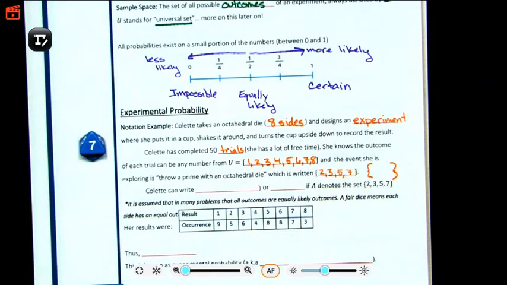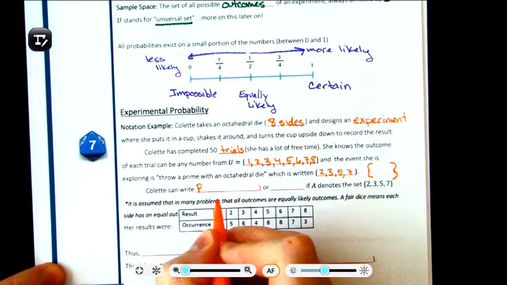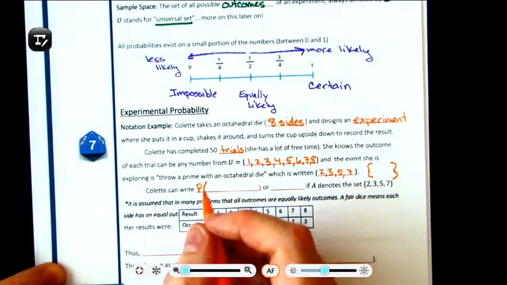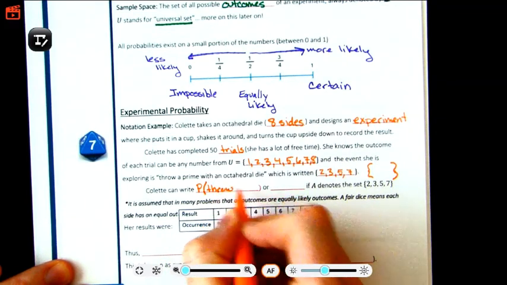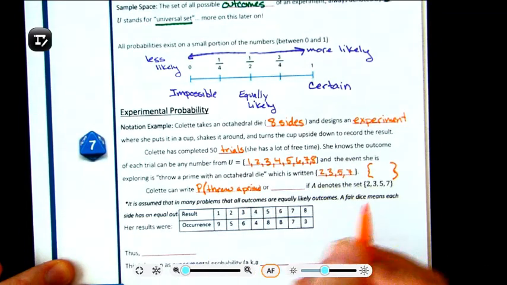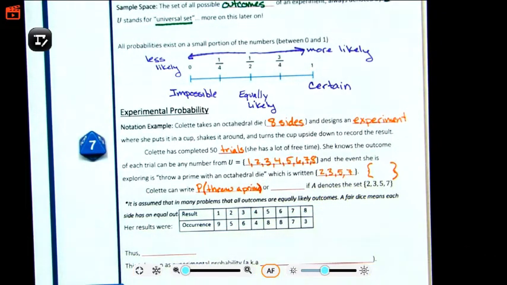Colette can write this a couple different ways. So, some notation that you need to know. You put a capital P, and that stands for probability of, because mathematicians are lazy and don't want to write the full phrase. Probability of, and then you put a parenthesis and you put throw a prime. So, probability of throwing a prime.